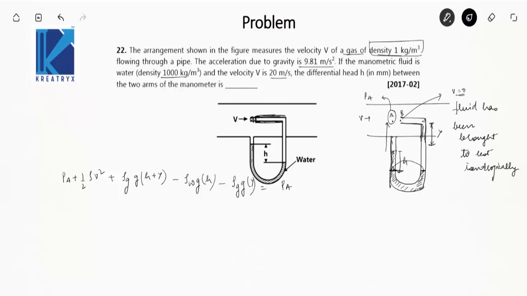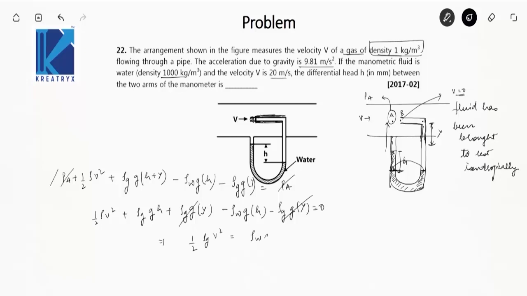So solve this. This PA gets cancelled out. Half rho V square plus rho gas g H plus rho gas g Y minus rho water g H minus rho gas g Y is equal to 0. This gets cancelled out. Now we have to find H. That implies half rho gas V square is equal to rho water g H minus rho gas g H.